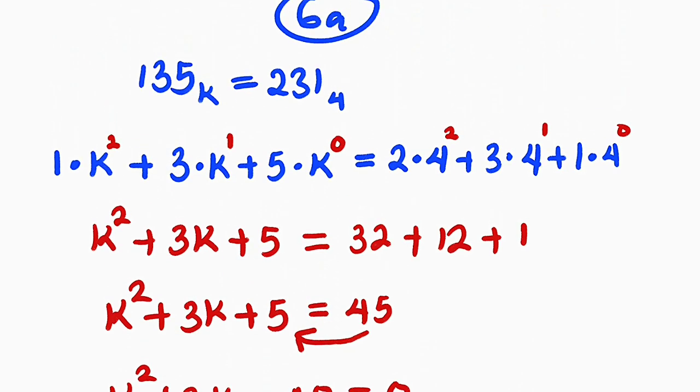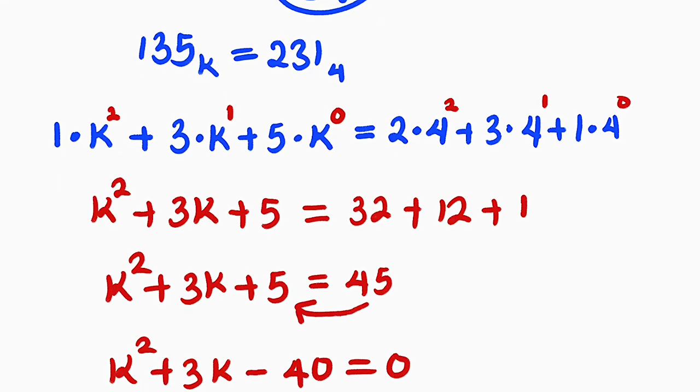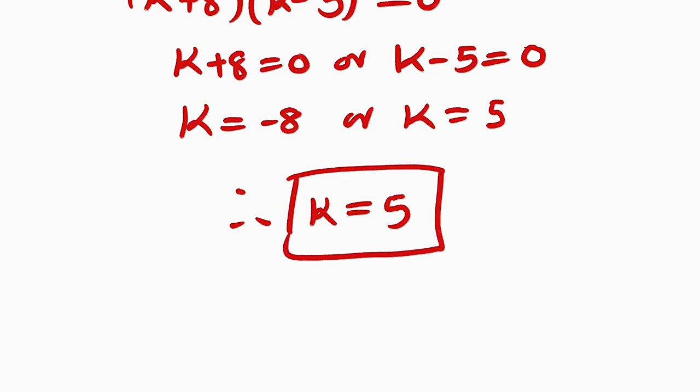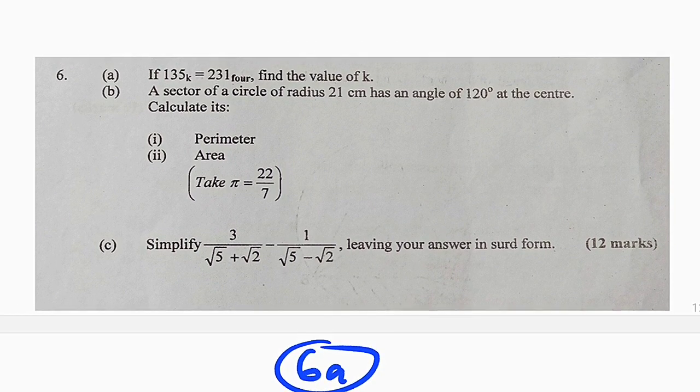But remember, k is what? k is nothing but the base, and our base is always a positive number, and therefore we conclude that k equal to 5 is the solution, right? So k is equal to 5. Now let us move on to the B part, 6b.